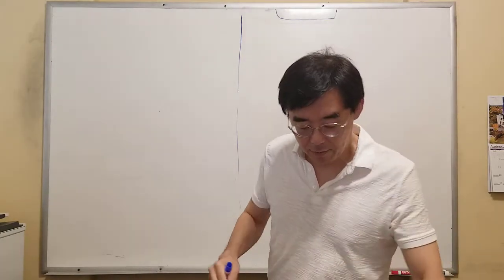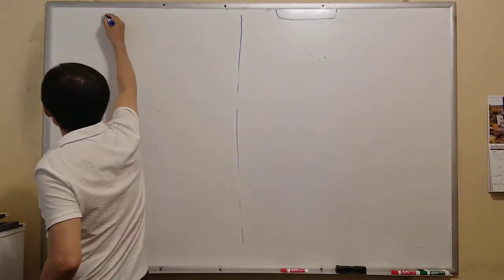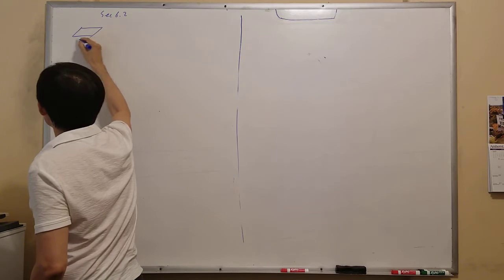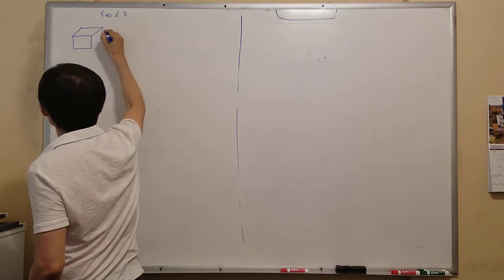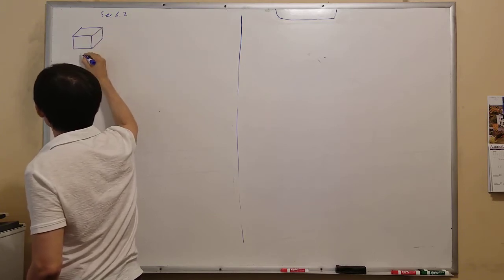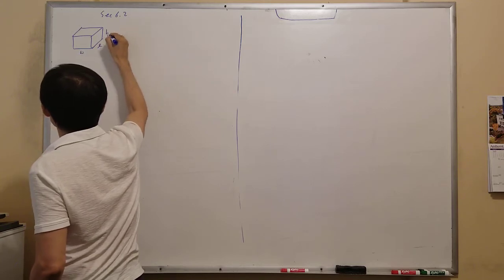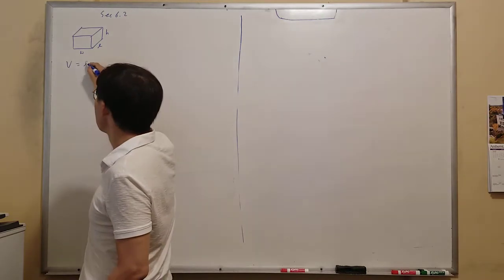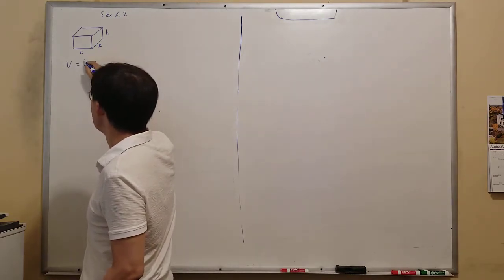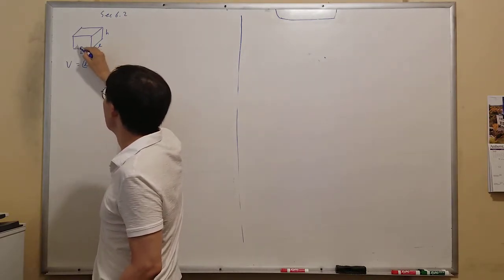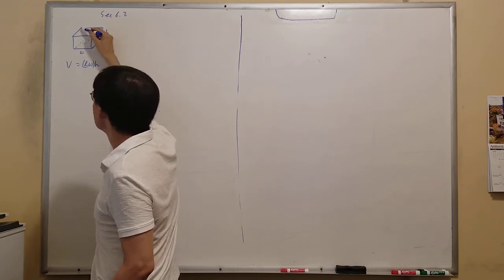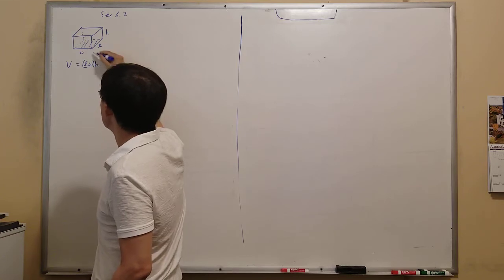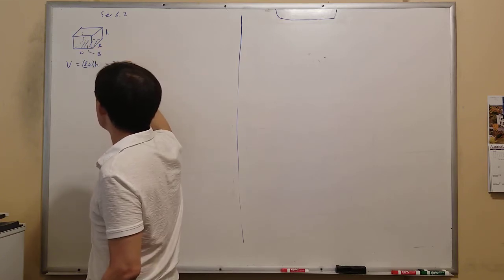So, first of all, let's review the volume of a rectangular box. Width, length, height. The volume of a rectangular box is length times width times height. But then, width times length is actually the base area B, right? Base area B, B times H.